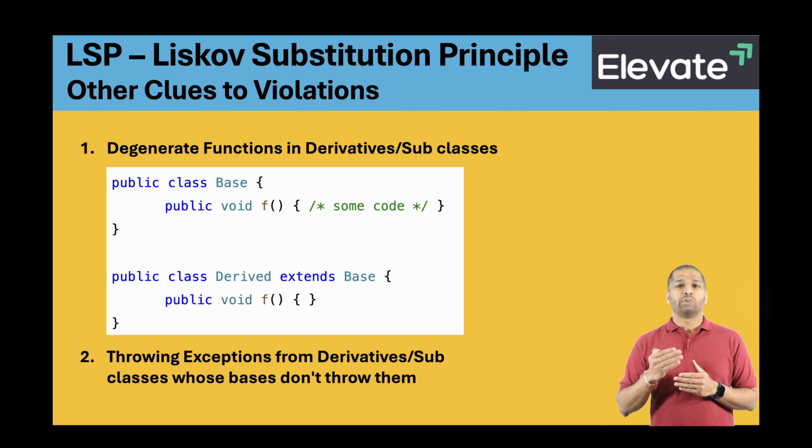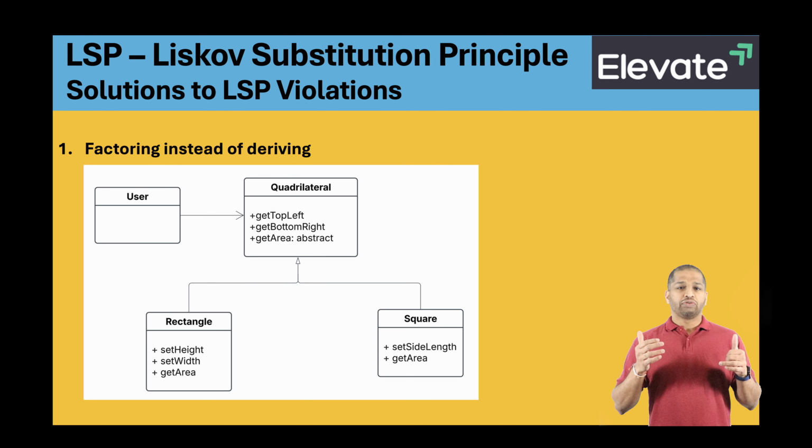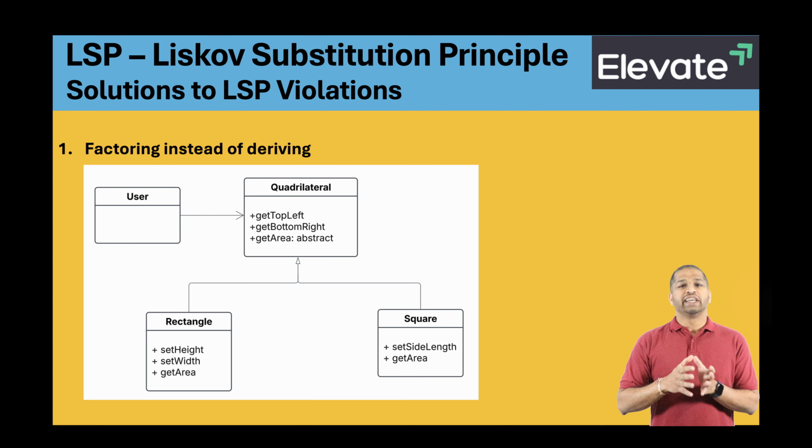Next, let's consider what the solutions are to the violations of LSP. The first solution is factoring. This means identifying and extracting common methods and attributes into a base class, then deriving the subclasses from that base. This ensures the subclasses are truly substitutable. Factoring is a design tool that is best applied before there is much code written.